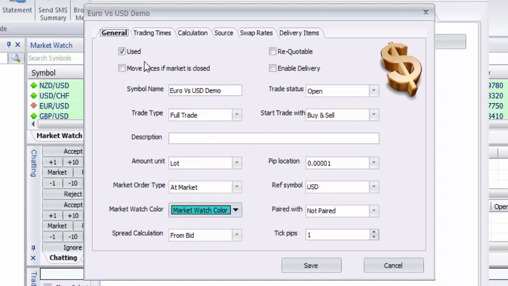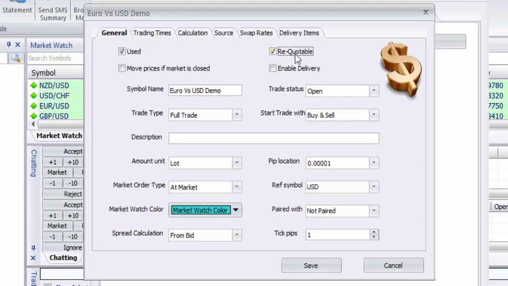Let's begin. Using this checkbox means that you can use this symbol. It's actually active. Move price if market is closed: if the market is closed according to the trading times, the prices would continue moving.